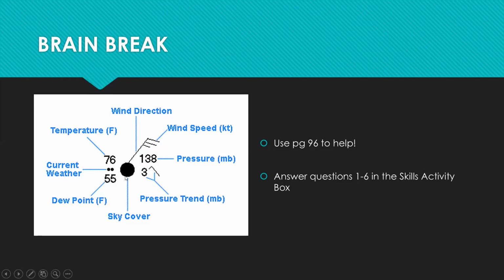And this is telling you cloud cover. So if it's completely full like this, you have complete cloud cover. So it's not a very sunny day if you see something like that. Again, I don't expect you to just know how to read this. Use page 96, the top of it has a key that can help you.